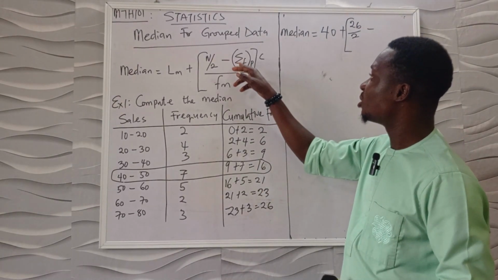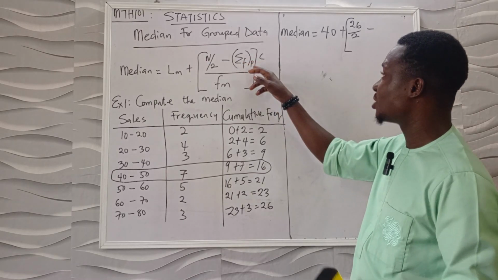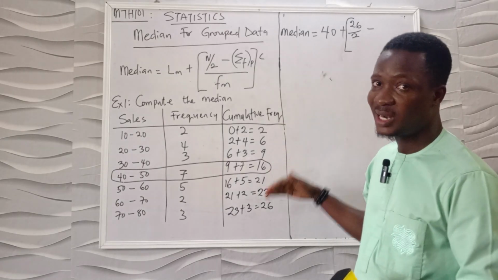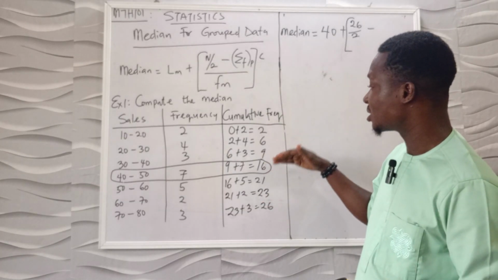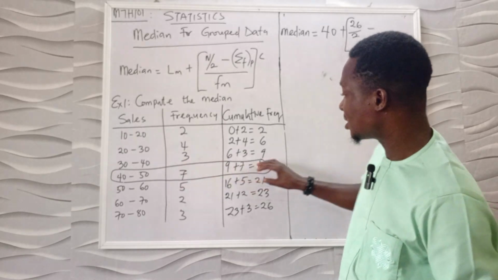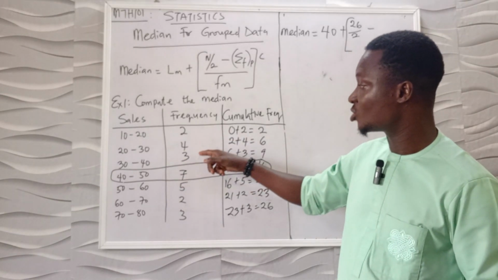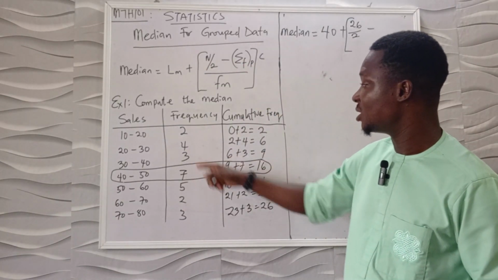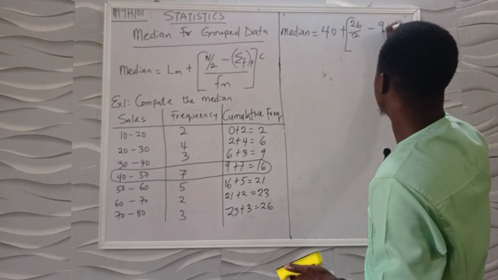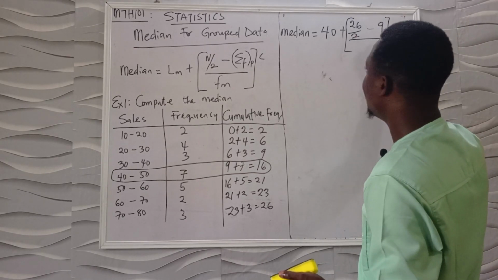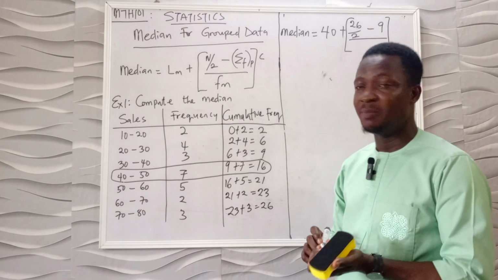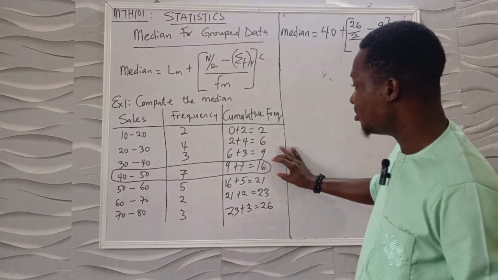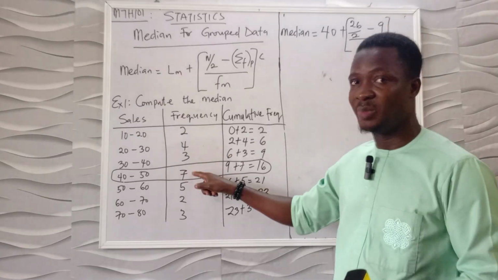We said that this summation F bracket subscript P is the sum of the frequencies before the median class. What does that mean? If I add all the frequencies before the median class, the sum will give me what is supposed to be here. So I have 2 plus 4, 6, 6 plus 3, 9. So 9 is what is supposed to be here, all over FM. FM means the frequency of that median class. What is the median class? We have highlighted the median class. What's the frequency? The frequency of that median class is 7.